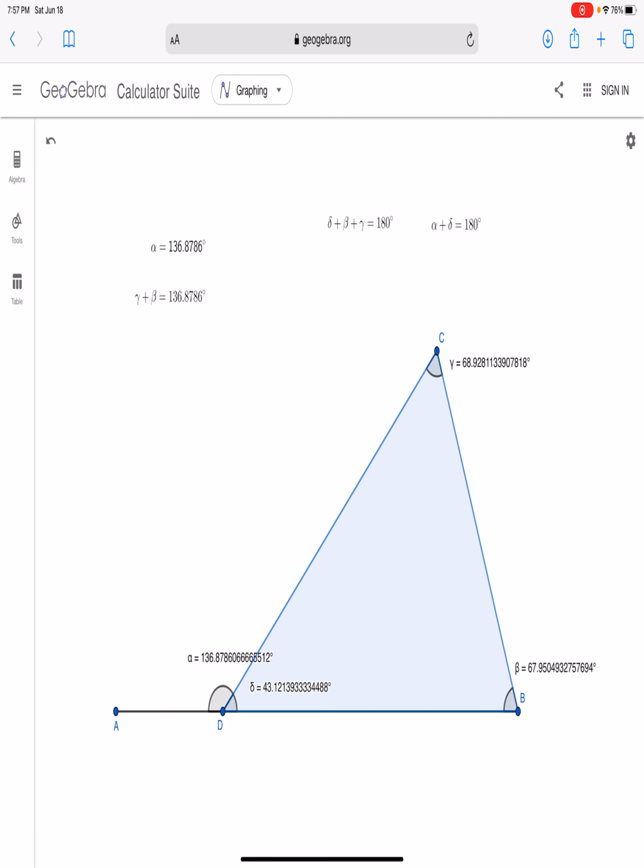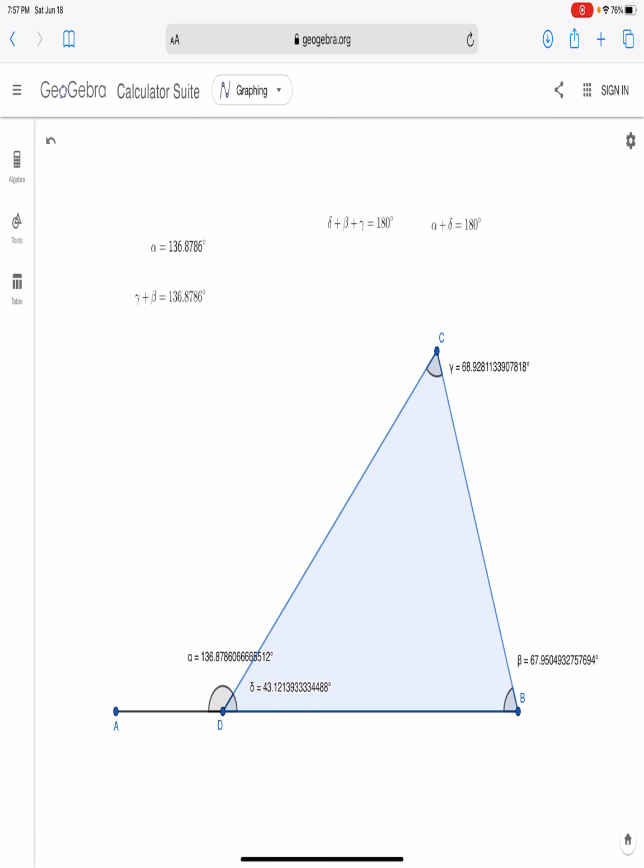And also I have GeoGebra computing all of the angles of the triangle. So we've got beta over here, angle B, gamma over here, angle C, delta, and then alpha is our exterior angle. So you can see up here I've got two computations as well.